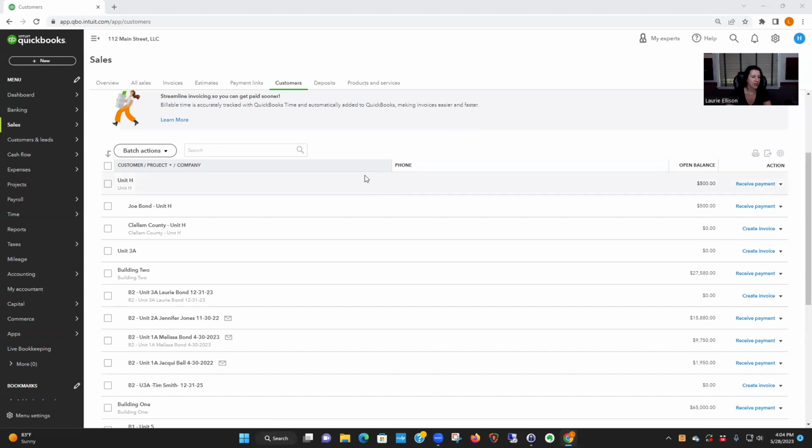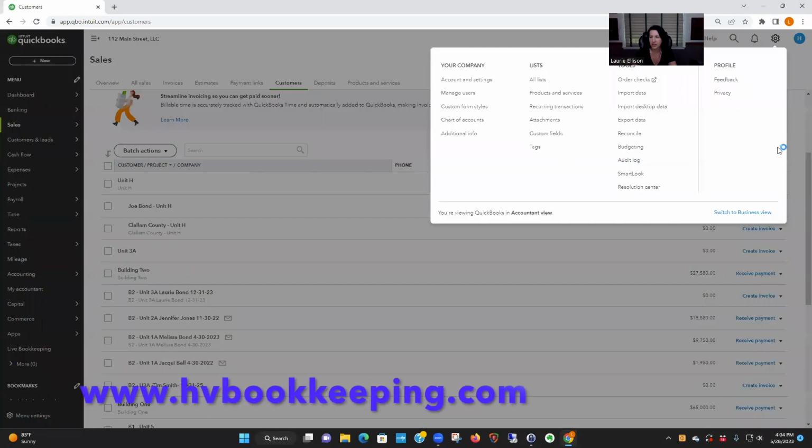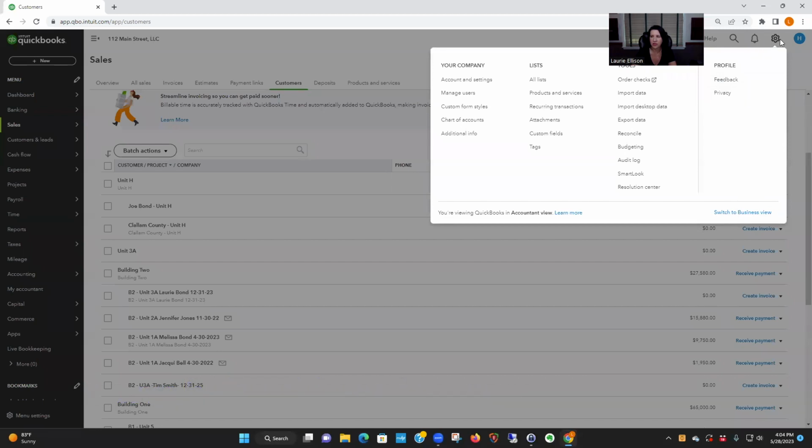The first thing I'm going to tell you is I only teach in accountant view. So you would just click your gear icon up here on the right, and yours is probably going to say switch to accountant view, and then you can follow along.